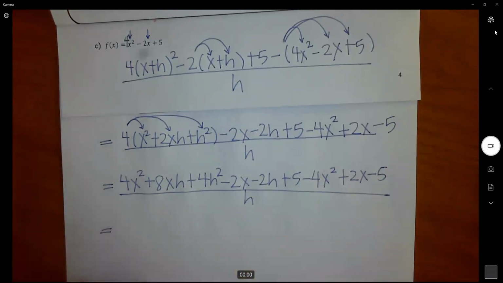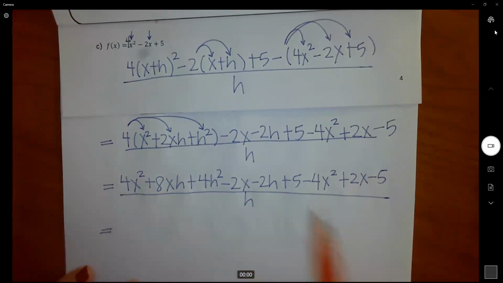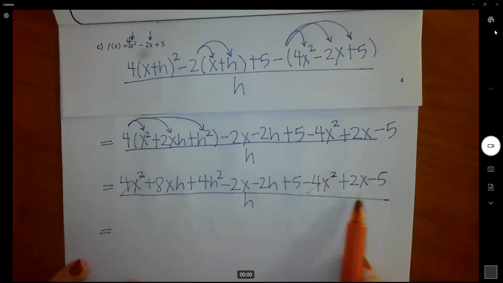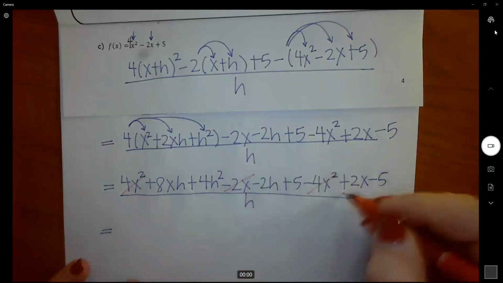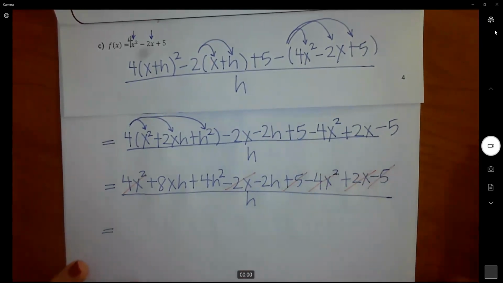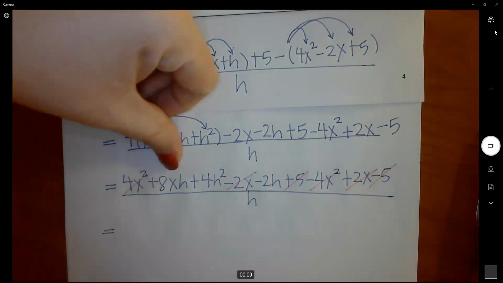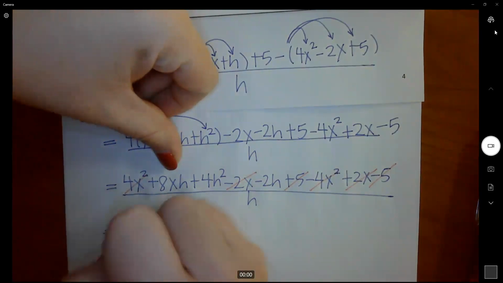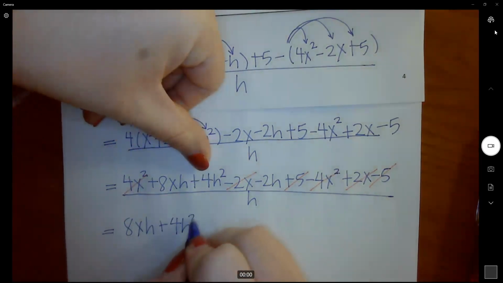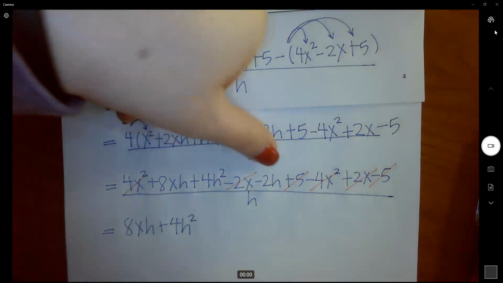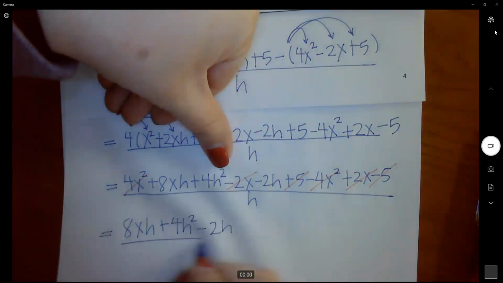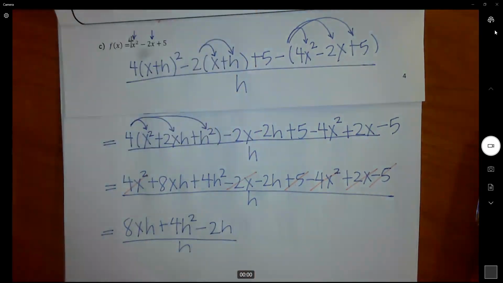All right. Positive 4x squared and a negative 4x squared. Negative 2x and a positive 2x. Positive 5 and negative 5. And so I am left with 8xh plus 4h squared minus 2h. This is all over h.